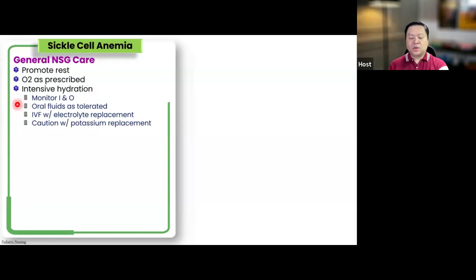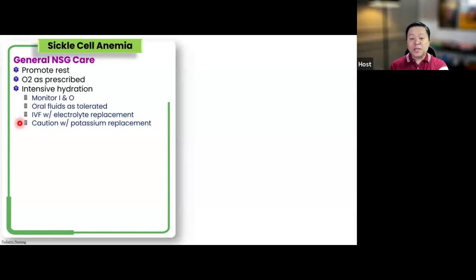Also, we can offer oral fluids when the patient is able to tolerate the oral fluids. We can also administer electrolytes. If there is a need to replace it as ordered, then we can do that as well. However, we gotta be careful when we are administering potassium, especially for those patients that may have an accompanying hypokalemia. So you gotta be careful at this point, because if the patient is still dehydrated, you're not supposed to administer potassium. You gotta make sure that the dehydration is addressed first.